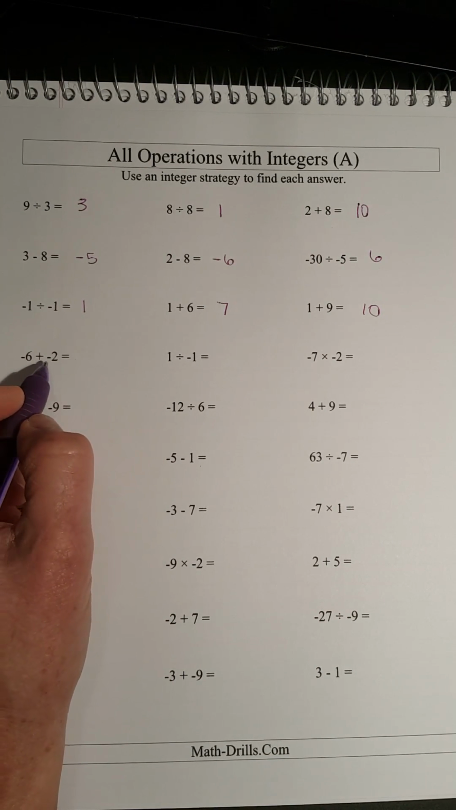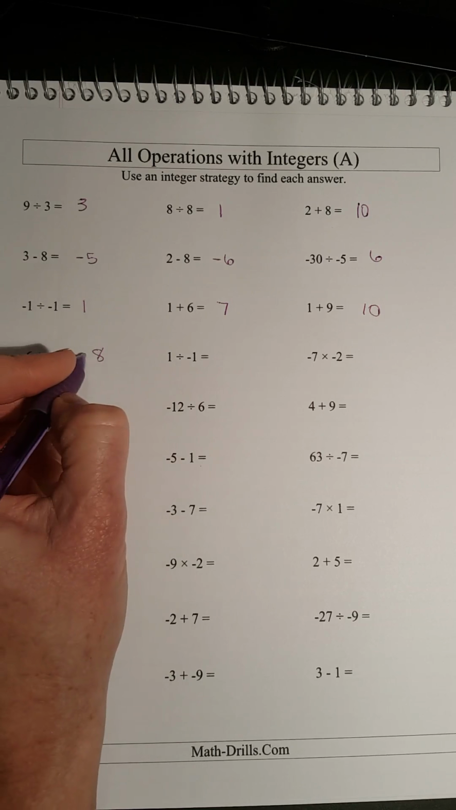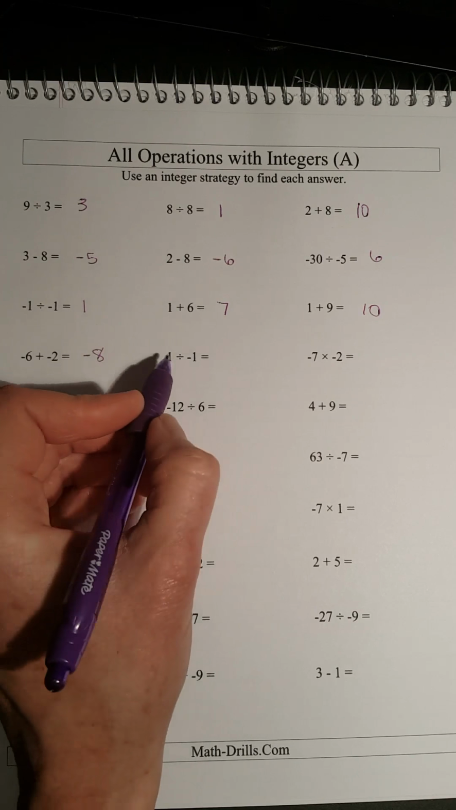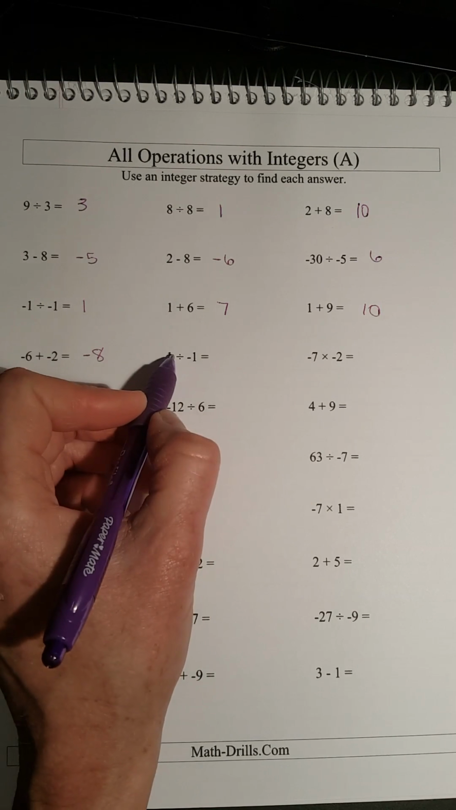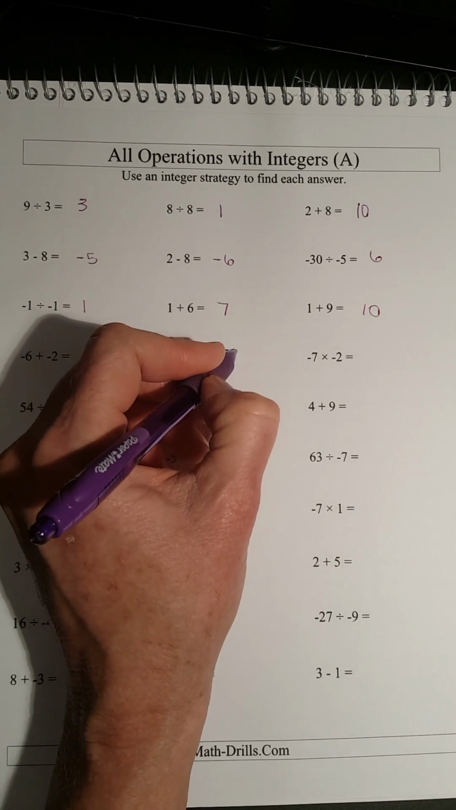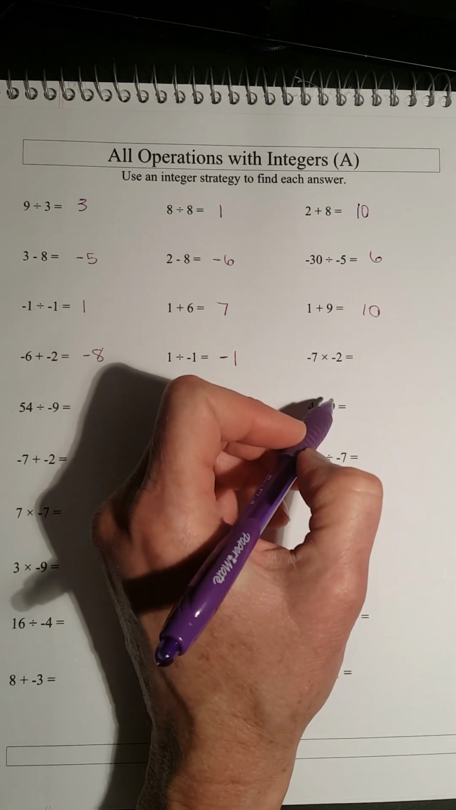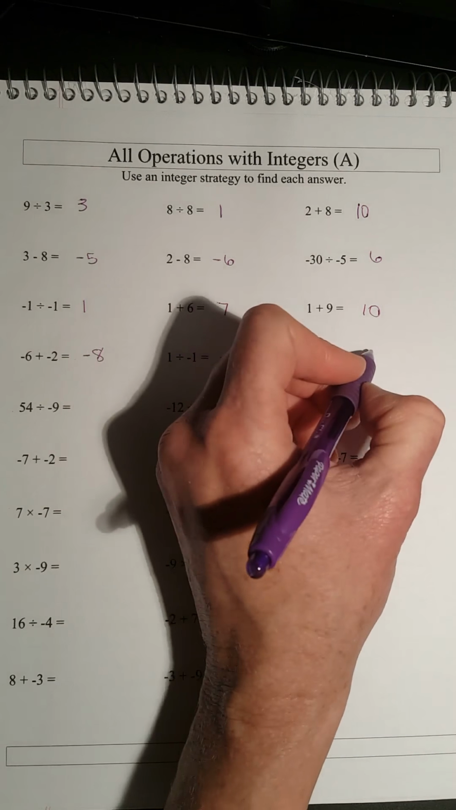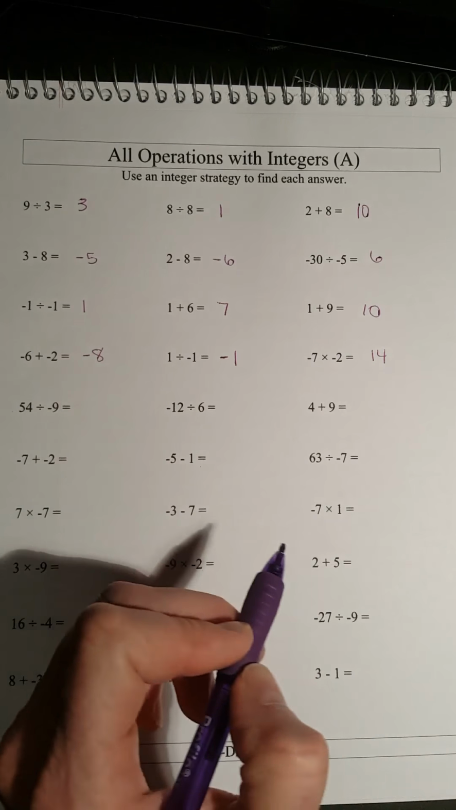Okay, these are the same signs. We're going to add and keep the sign. So 6 plus 2 is 8. Keep the sign, it stays negative. 1 divided by negative 1. Opposite of this guy over here, right? So this one is different signs, negative answer. Okay, these are same signs, positive answer. So 7 times 2, 14. And again, same signs, positive answer.